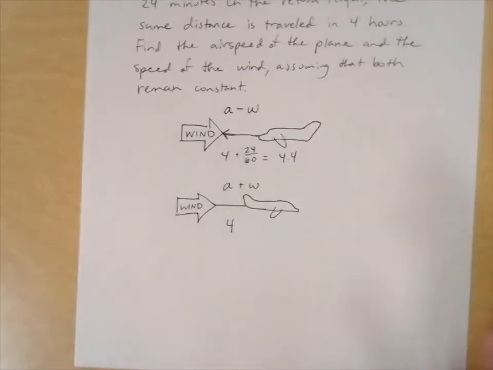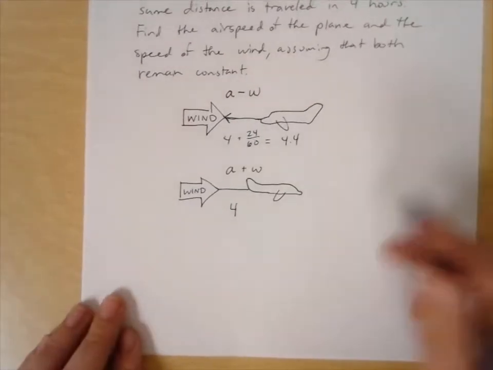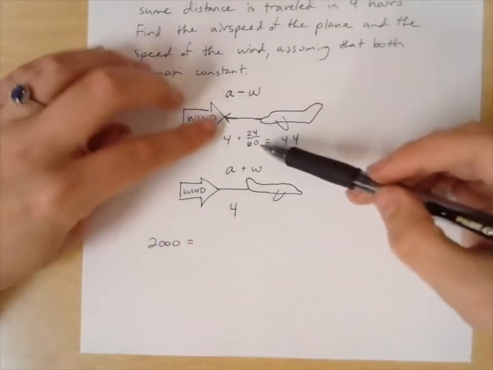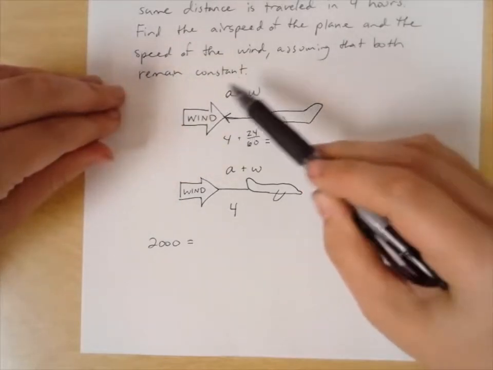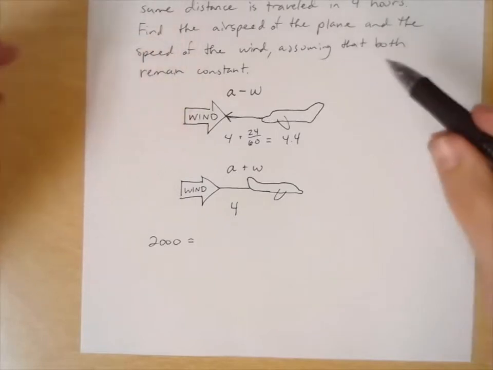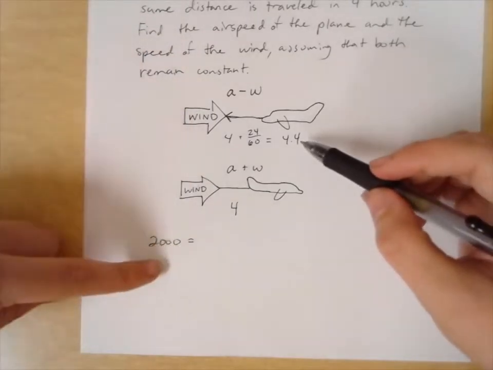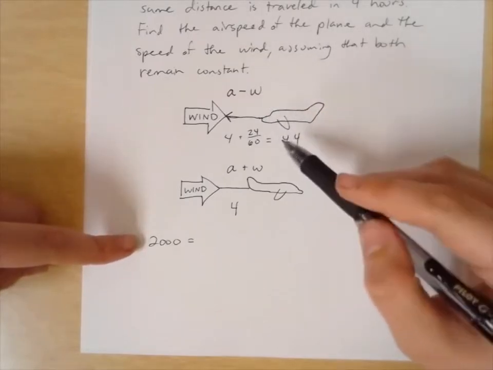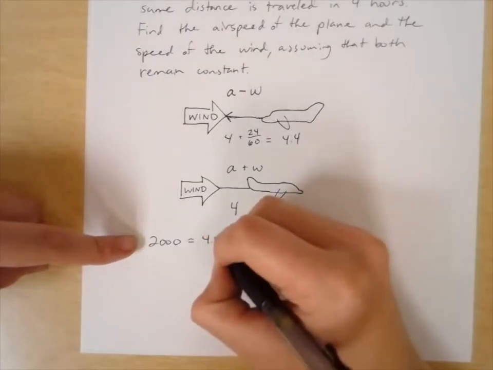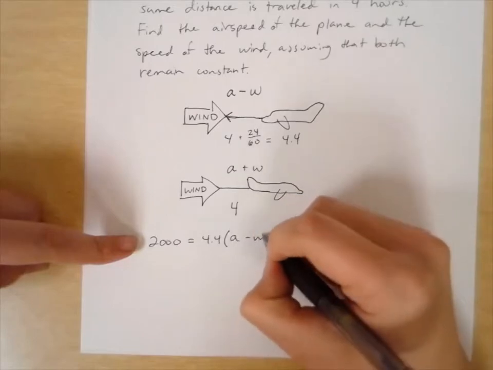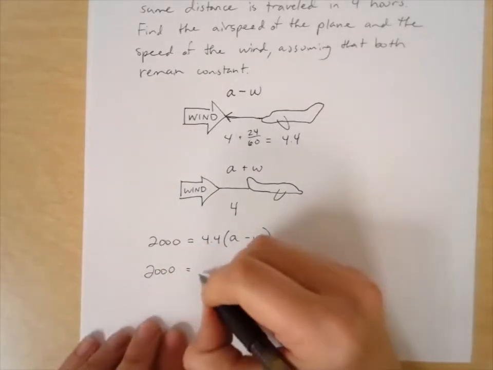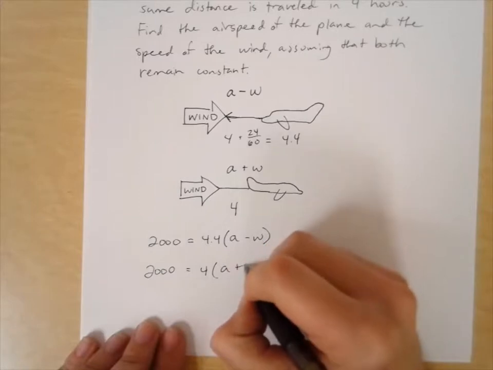See, here's what we can say. We can set up two equations here using that 2,000-mile distance. The first equation we can write out is 2,000 equals this top guy here. A minus W represents my speed, and 4.4 is my time in hours. So what really happened here, 2,000 miles occurred when I flew at this speed for this long. So what I can say is 2,000 equals 4.4 times the speed, A minus W. And for the bottom equation, I can say 2,000 equals 4 times A plus W.